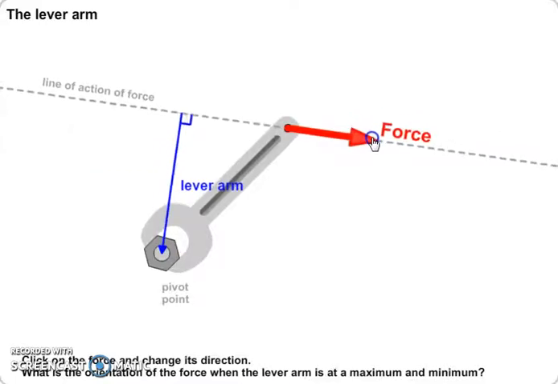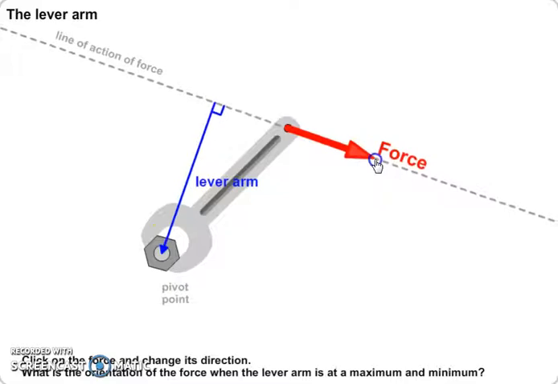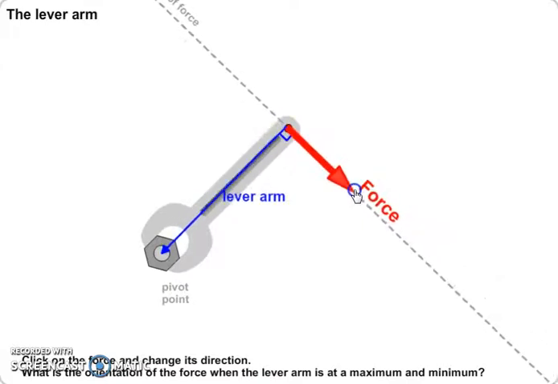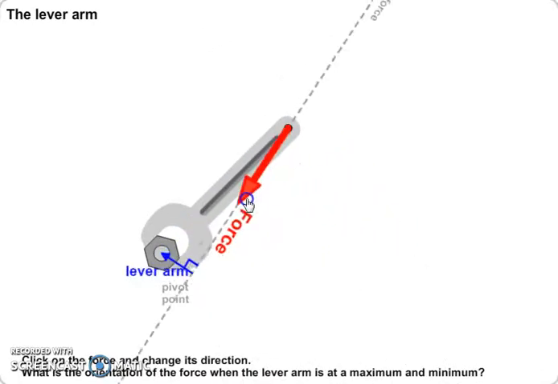Can you see what is happening now? Yes, as I move my force to make it more perpendicular to my lever arm, you can see my lever arm distance, this blue line here, actually starts to increase until the maximum over here. You can see this is my maximum distance. In other words, if I apply the force in the perpendicular direction to the spanner, I get maximum turning effect.